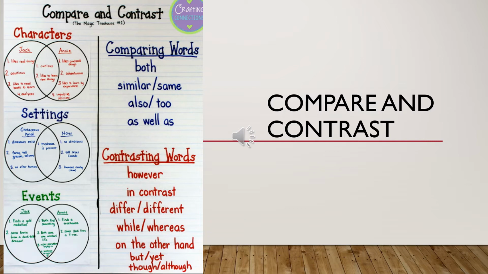The second example that's given is about settings. Again, there are some things that in the Cretaceous period, which was a large period of time in our history, the dinosaurs did exist. Also, there were no humans during this time. Now, there are no dinosaurs. And we know that there are humans. Well, humans are everywhere now. What do they both share? Trees were present.